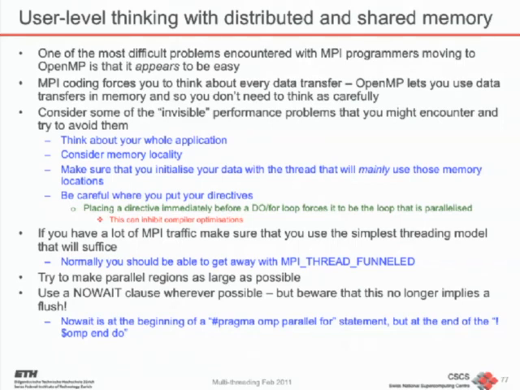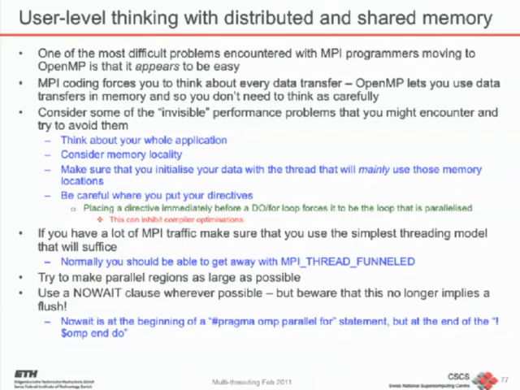So the most difficult problem of getting performance for MPI programmers moving to OpenMP is that it appears to be easy. As I said before, and reiterate several times, when you're writing an MPI code, you do have to think about everything, because you're going to type in an MPI call, and so you will also think about whether it's the right place to put something, whether you can move things around, whether you can compact some of those data transfers, etc. In OpenMP, you tend not to think about those things. And so there are some invisible things that cause performance problems.